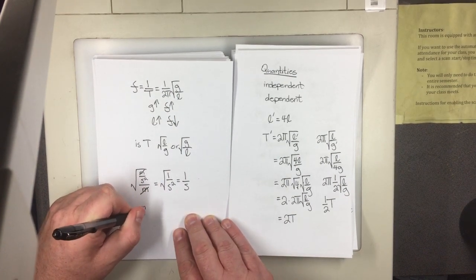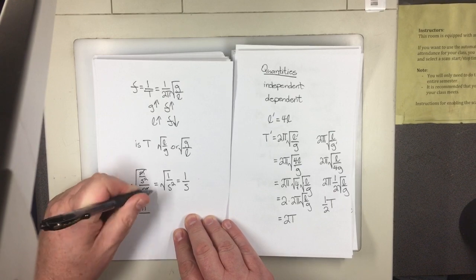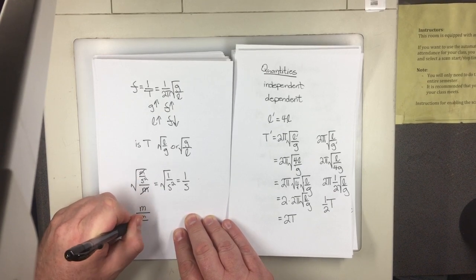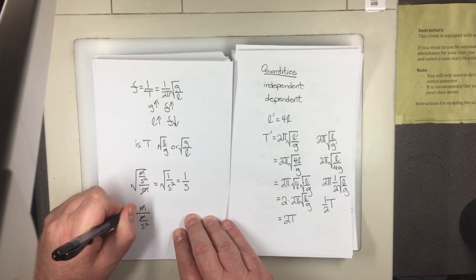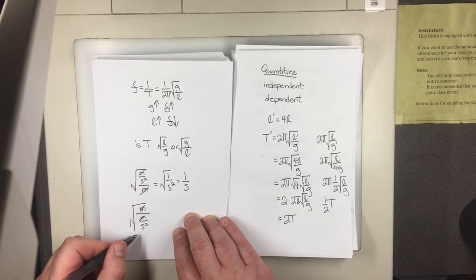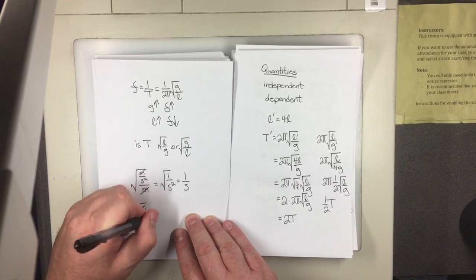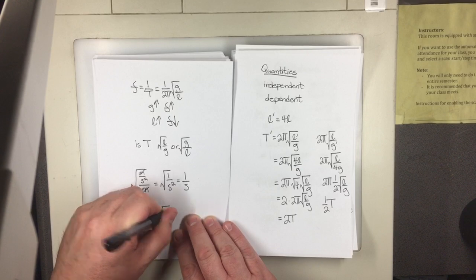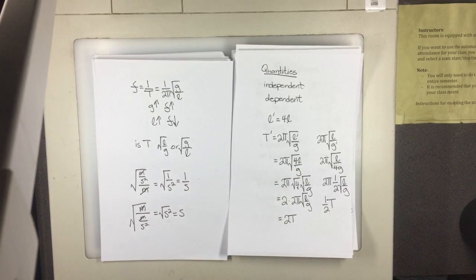L is meters, g is meters per second squared, those cancel. Seconds is in the denominator of the denominator. It gets kicked up to the numerator and you get seconds. So you could sit there and do a quick unit check and everything will be fine.